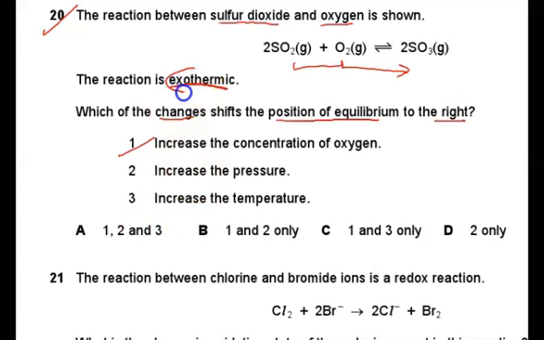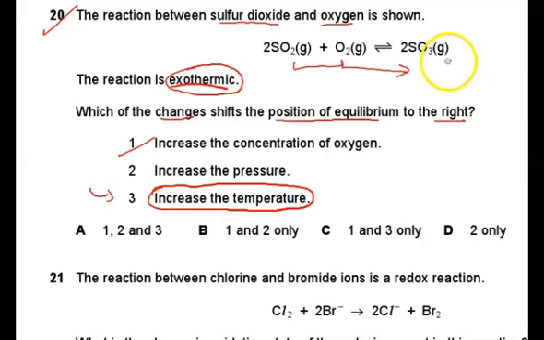If it is exothermic, the only thing you have to remember is that exothermic means it is releasing heat. So we should not increase the temperature. When you increase the temperature, it will reduce the yield. So your best answer here is without number 3. So A and C is not the answer. Your answer will be either B or D. So increase the pressure. Yes, indeed. So it's 1 and 2. So B is your answer.